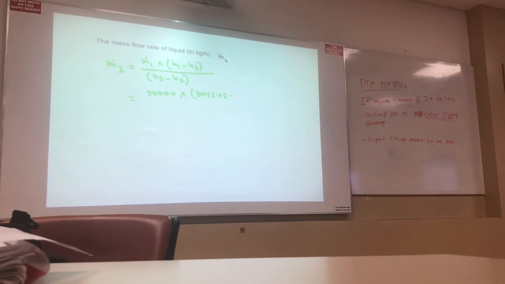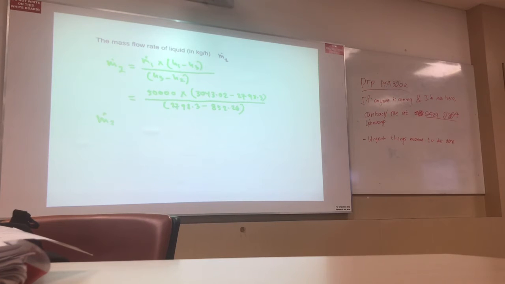This one: 3043.02 minus 2798.3. What do I get from the table? 2798.3 minus 852.26, right? Then you can get m dot 2. I get here 6287.64. This is kilogram per hour, right?